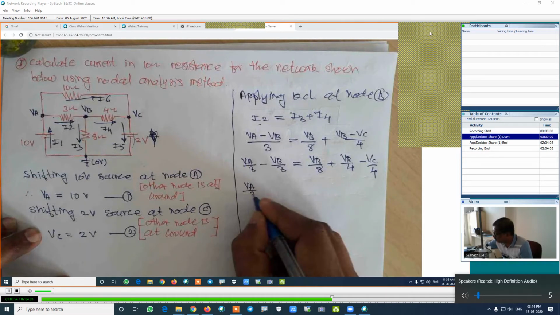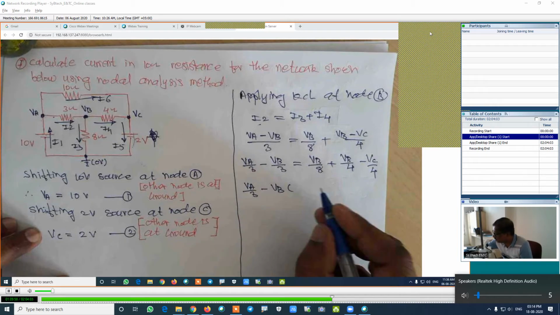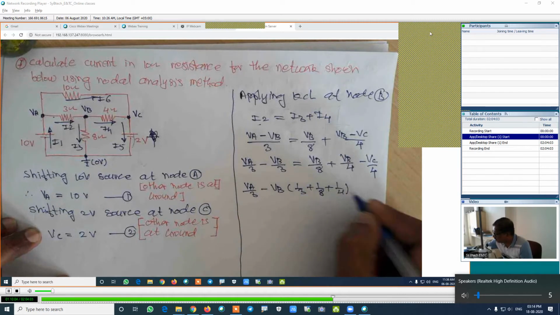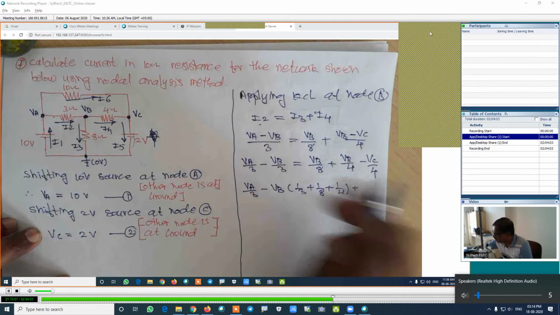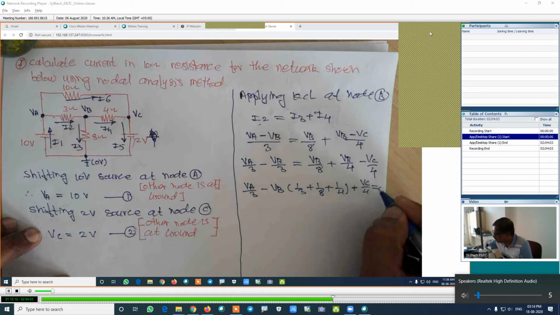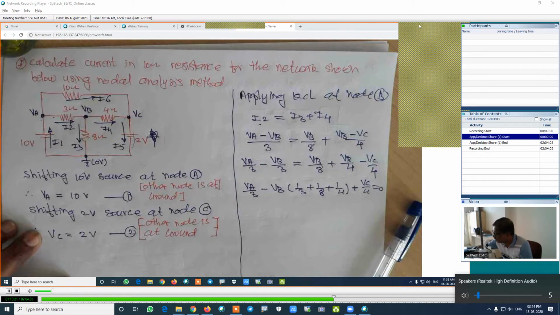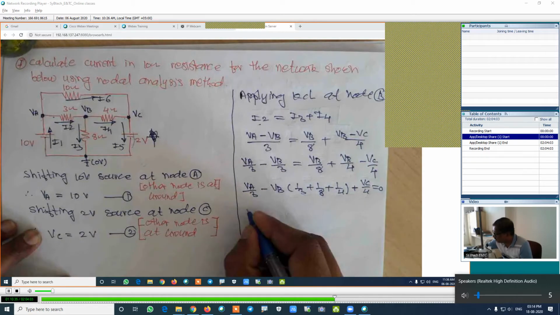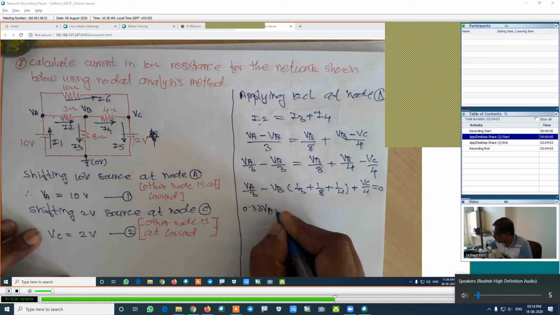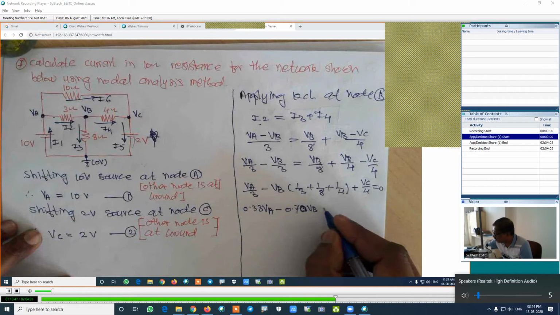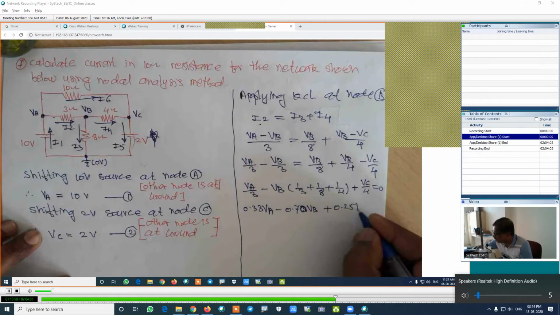Simplify this equation. It is VA upon 3 minus VB upon 3, which is equal to VB upon 8 plus VB upon 4 minus VC upon 4. I can shift VB and VC to the left hand side and simplify. It is VA upon 3 minus VB common, 1 upon 3 plus 1 upon 8 plus 1 upon 4, then minus of minus becomes plus VC upon 4 on the left hand side, which is equal to 0. Simplify this equation and prepare the third equation. I'm expecting the answer from your side.